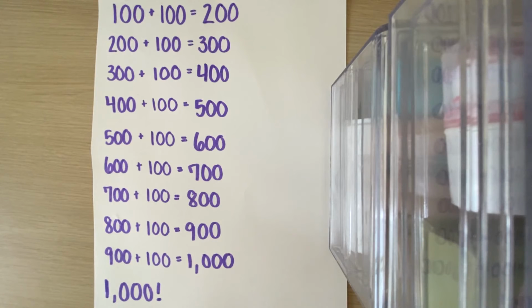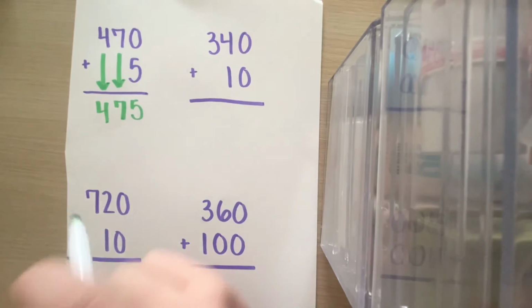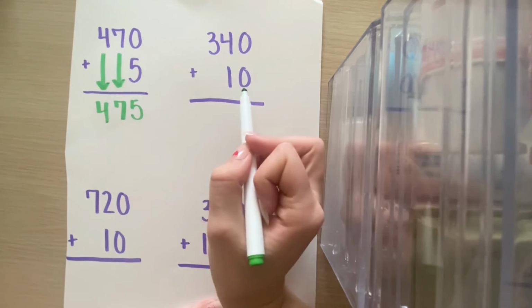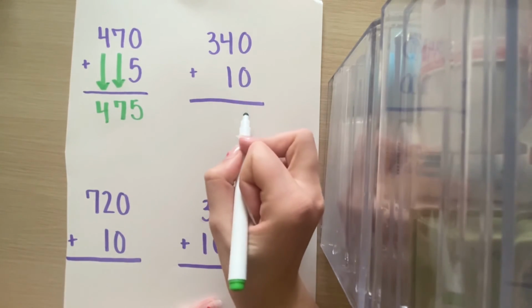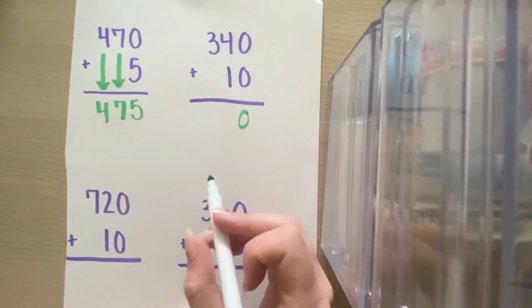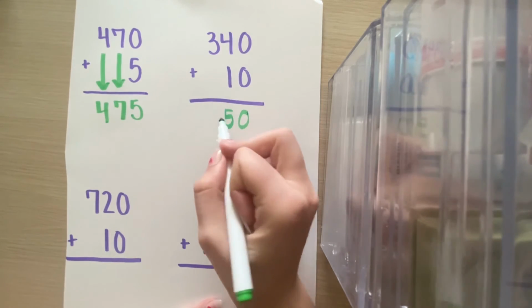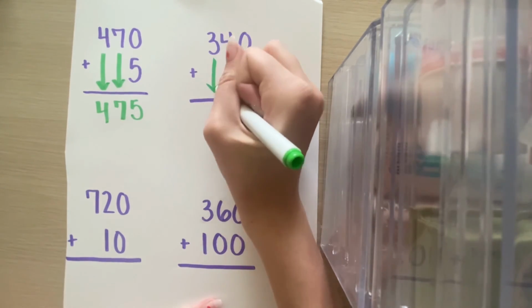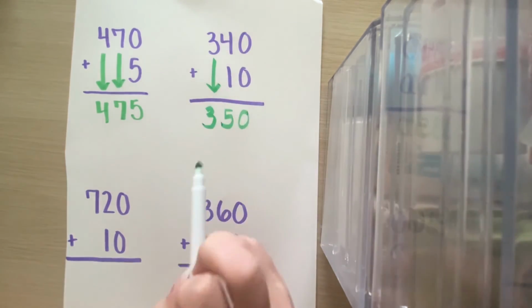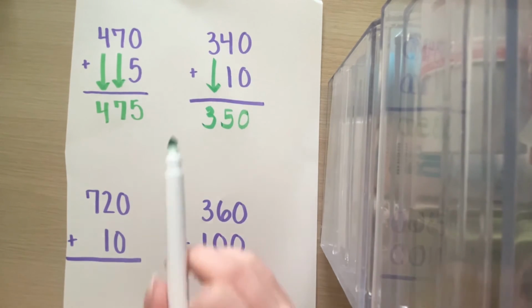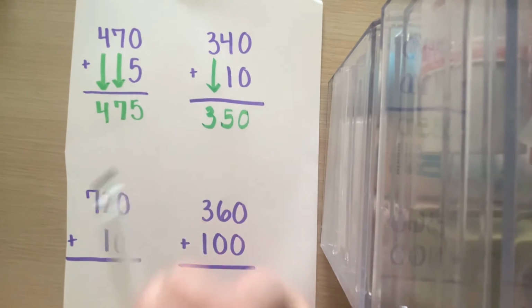Now we're going to move over to some addition problems that will help you further your knowledge and be able to complete the worksheet. Next we have 340 plus 10. 0 plus 0 is 0. 4 plus 1 is 5. And we're going to carry the 3 down to get a total of 350. 340 plus 10 equals 350.